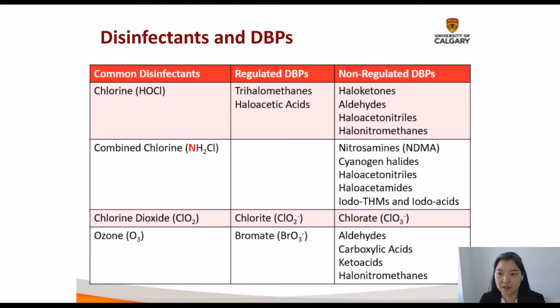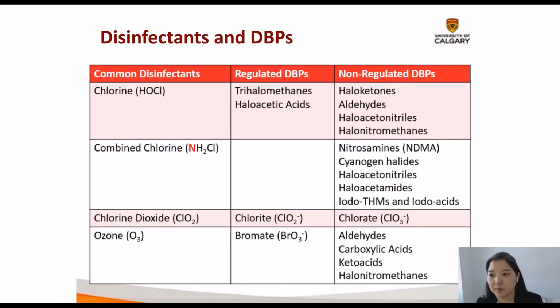So as you can see in this table, there are different disinfectants on the left-hand side, and they can form different regulated and non-regulated disinfection byproducts. So some of them I already mentioned. Chlorine predominantly forms trihalomethanes and haloacetic acids. Combined chlorine forms NDMA, but it's not currently regulated in the US. But there's a guideline in Canada, and chlorine dioxide and ozone form chlorite and bromate, as mentioned.